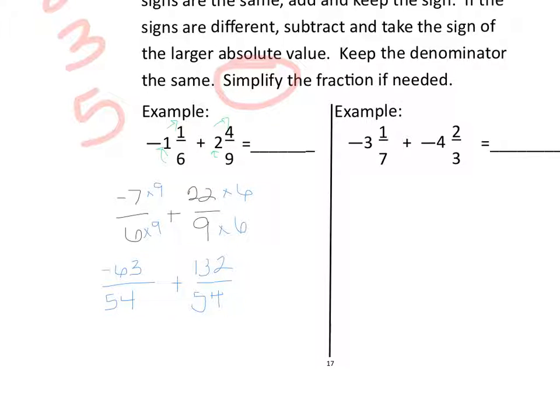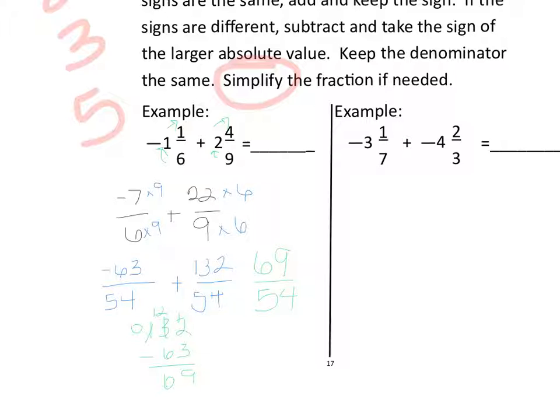Now we look at it and we see, all right, now we have common denominators, so now we pay attention to the numerators and we look at their signs. 63 is negative, 132 is positive. Our signs are different. That means we are going to have to subtract. 132 minus 63. Can't do 2 minus 3, so we borrow. 12 minus 3 is 9. We can't do 2 minus 6, so we borrow. 12 minus 6 is 6. So we end up with 69 over 54.